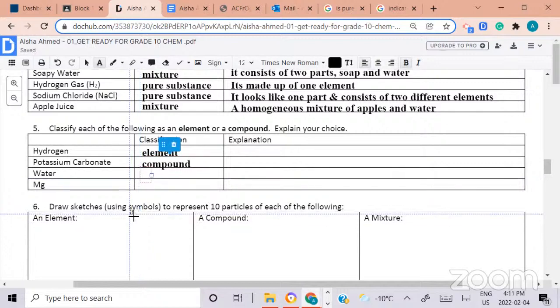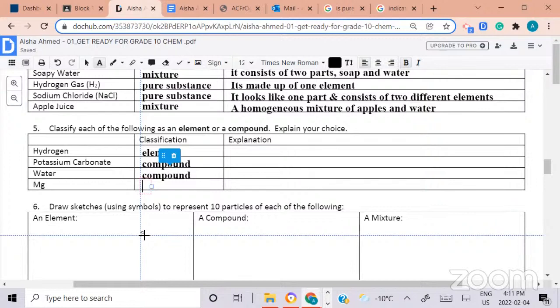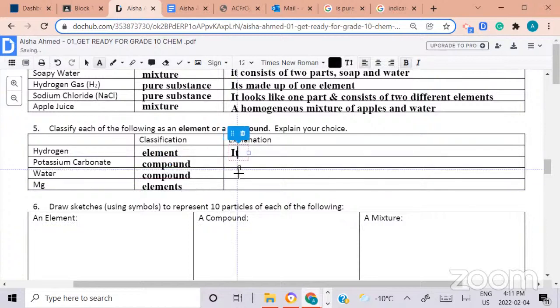Water is a compound? Yes. It consists of 2 hydrogen atoms and 1 oxygen atom. What is Mg? Mg stands for magnesium. You would find it on the periodic table of elements. Awesome. Okay, it's an element. Now explanation. It's an element on the periodic table, yeah.